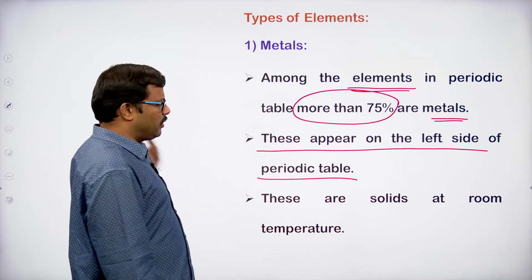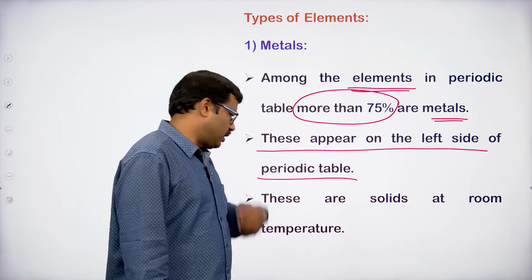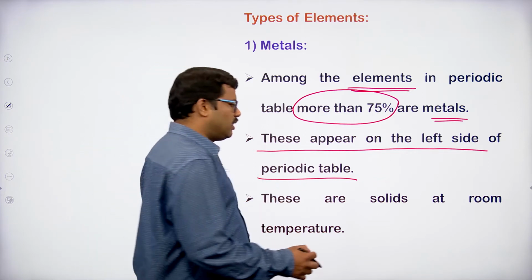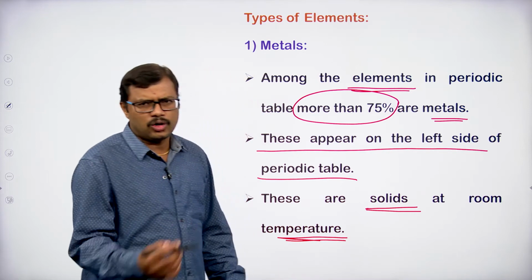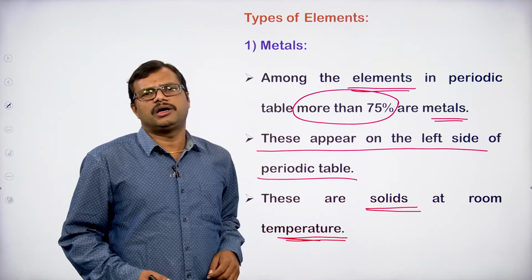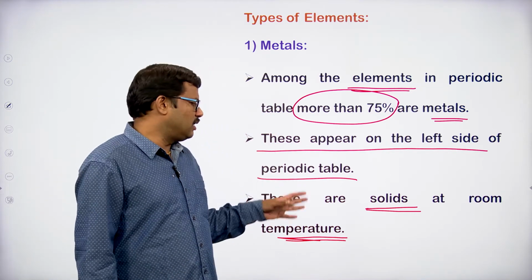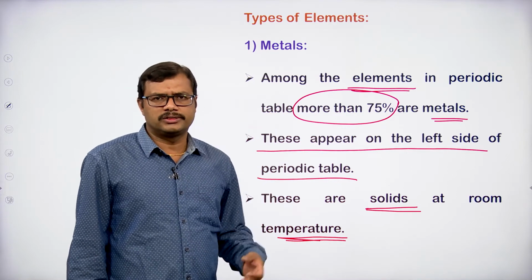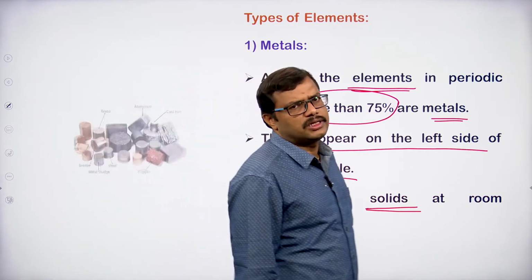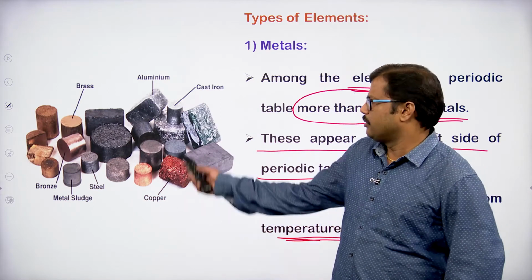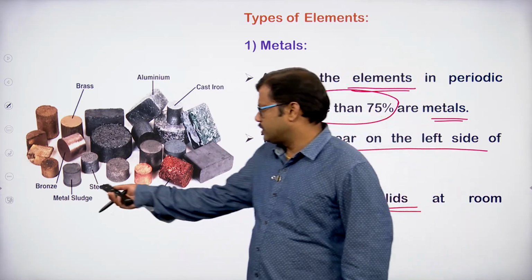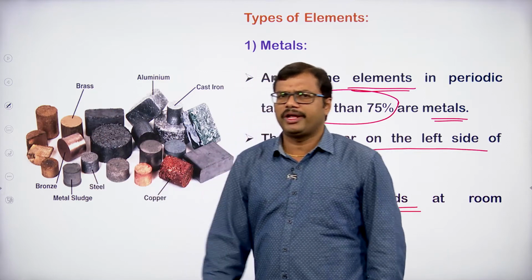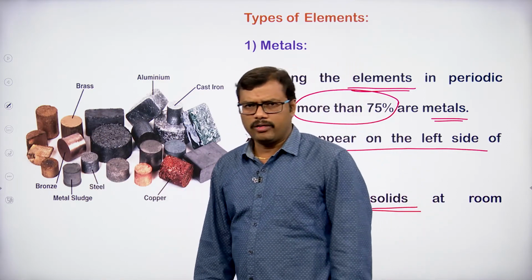So on the left side of the periodic table you can find these metals, and generally metals are solids at room temperature. Under room conditions of temperature and pressure, generally the metals are solids. You can see in the picture aluminium, iron, copper, and of course steel, bronze, and brass, which are combinations of metals that we come across.